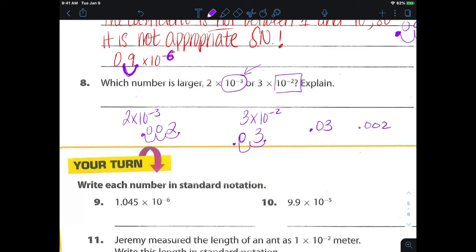Now notice, what I said was true. This guy was smaller. Because look at that. That's way smaller than that. So that does mean that this one is larger. So whoever is going to be larger, larger is always going to have the biggest exponent, while the smaller one is going to have the smallest exponent. So this guy is my answer, and I'll leave you guys to write this sentence.